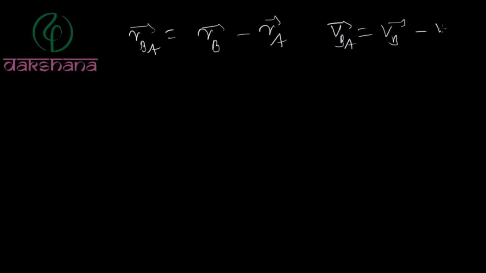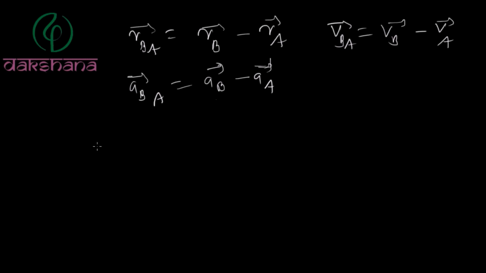So we have just described position of B with respect to A equal to position of B with respect to ground minus position of A with respect to ground, and relative velocity as velocity of B with respect to A equal to velocity of B with respect to ground minus velocity of A with respect to ground, and acceleration of B with respect to A equal to acceleration of B minus acceleration of A. Here acceleration of B with respect to ground, here acceleration of A with respect to ground.